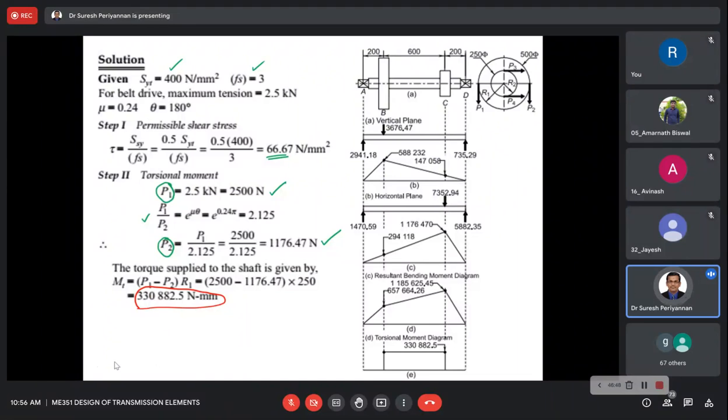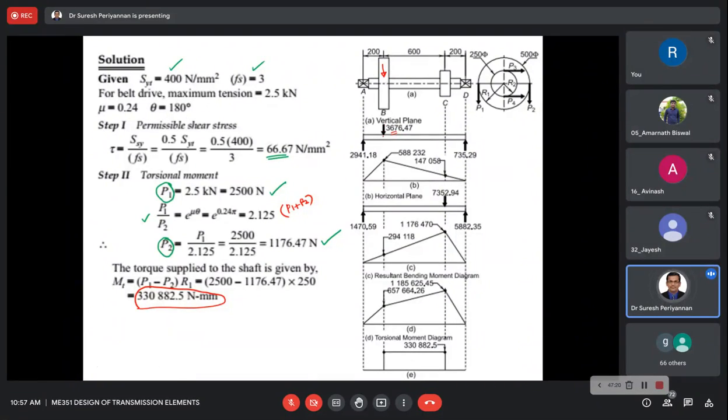Now we know the first pulley load. What is the total load here? P1 plus P2, 2500 plus 1176, which is 3676 Newton, acting on this beam, on this shaft here. Shaft or beam, whichever you are comfortable with, you can consider. Okay, 3676 Newton is acting here.